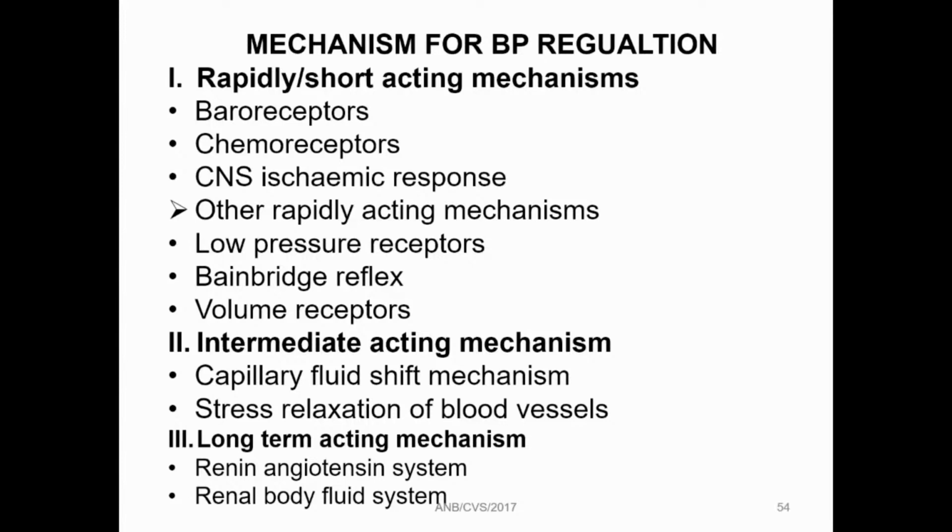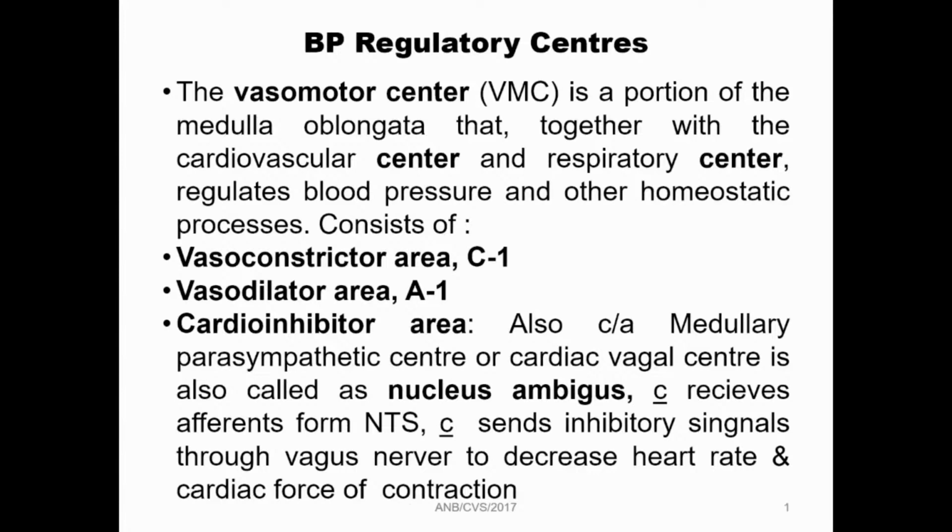Before starting our actual discussion of how blood pressure is regulated: as you know, it is regulated by our nervous system. There are some specific centers in our brain which help to regulate blood pressure. Previously they used to be called cardiac centers; now they are called the vasomotor center. The vasomotor center is a portion of the medulla oblongata which, together with the cardiovascular center and respiratory center, regulates blood pressure and other homeostatic processes.